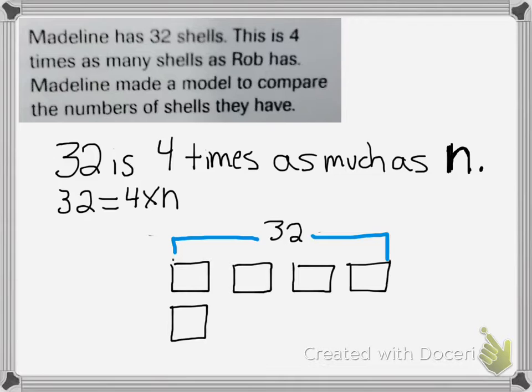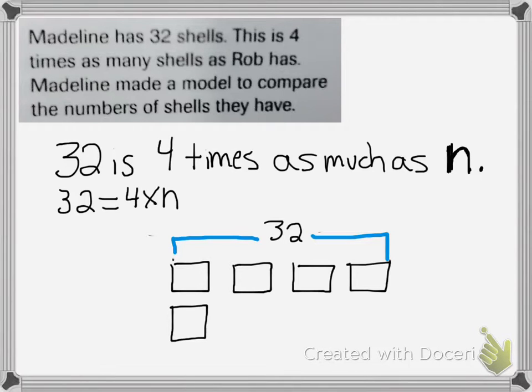Here is what you should have written for this problem. Madeline has 32 shells. This is 4 times as many shells as Rob has. In other words, 32 is 4 times as much as some number. We'll call it n. And then we have 32 equals 4 times some number.